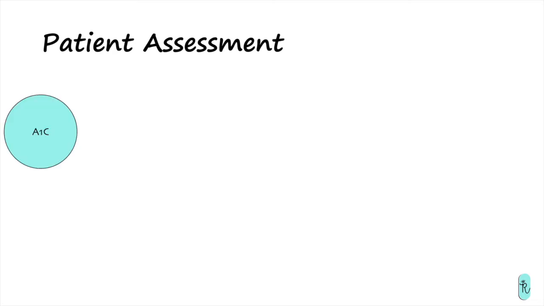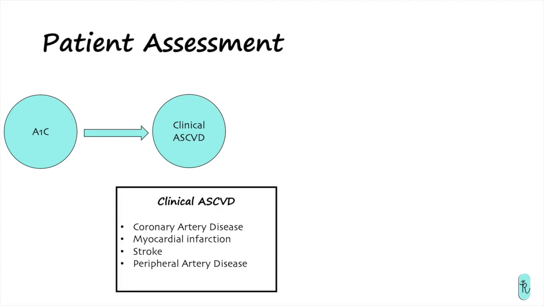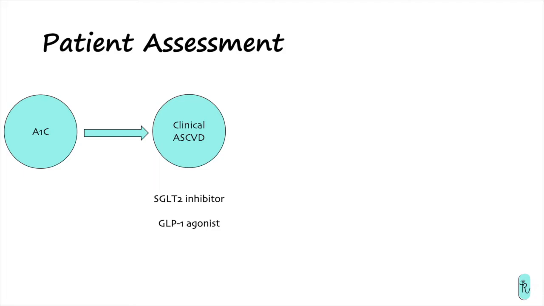To choose the right treatment for our patients, we must look at several factors, including their A1C and the presence of clinical ASCVD, which includes coronary artery disease, myocardial infarction, stroke, and peripheral artery disease. For patients with clinical ASCVD, we want to initiate a drug with ASCVD benefit, including an SGLT2 inhibitor or a GLP-1 agonist. We will discuss these drug classes further in just a bit. For patients with heart failure or CKD, we will want to initiate an SGLT2 inhibitor.